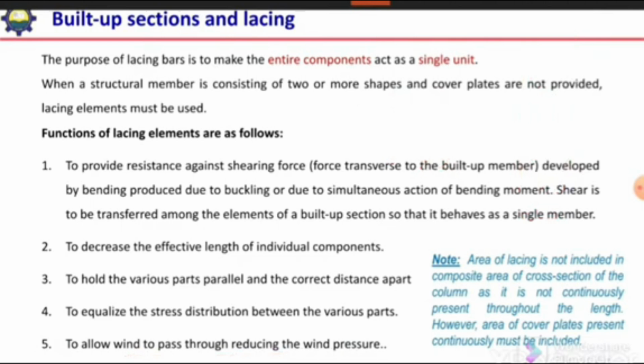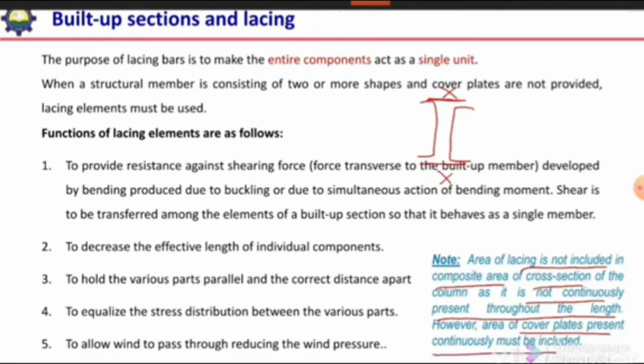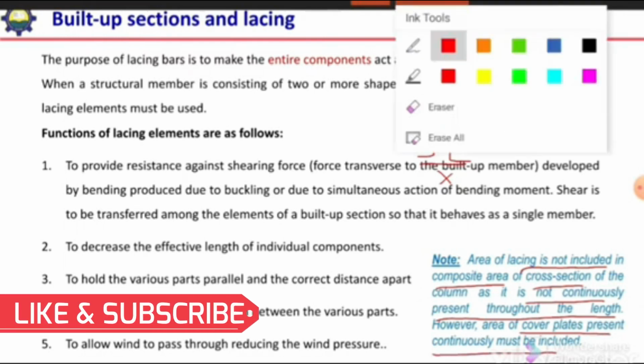Here we have one note: the area of lacing is not included in the composite area of the section. For example, we have the built-up section and we have lacings over here. When we calculate the area of this built-up section, we don't consider the area of these lacings, as they are not continuously present throughout the length. Because they are at intermittent positions, we do not consider the area of lacing. But in the case of cover plates, which are present continuously throughout the length of the member, we can consider the area of cover plates to calculate the total area of the built-up section.